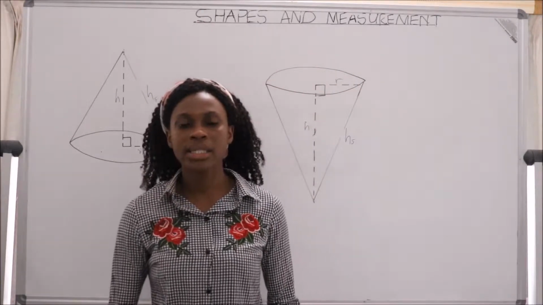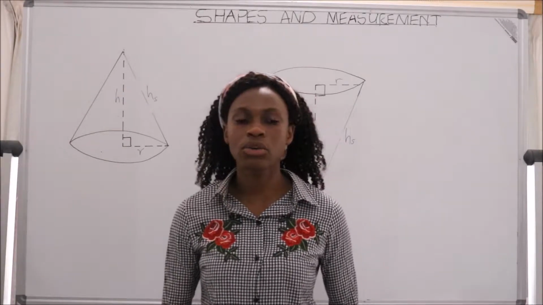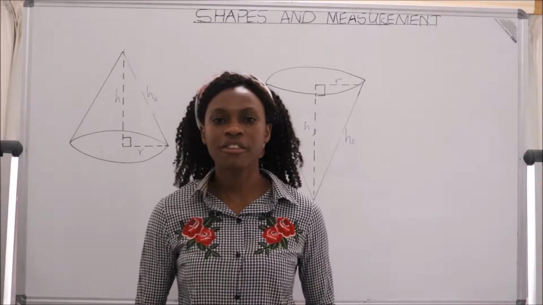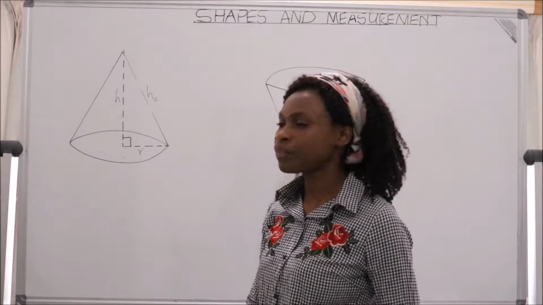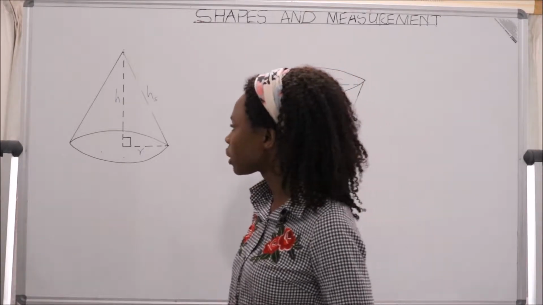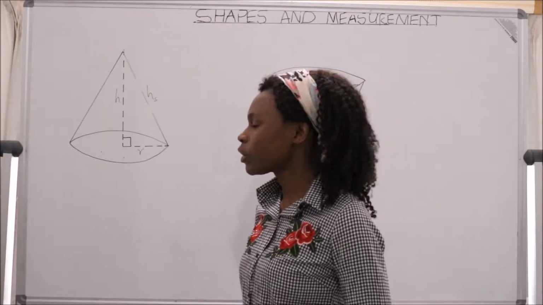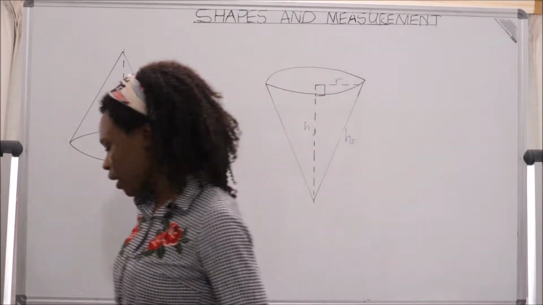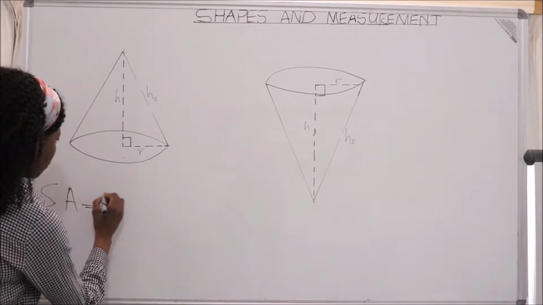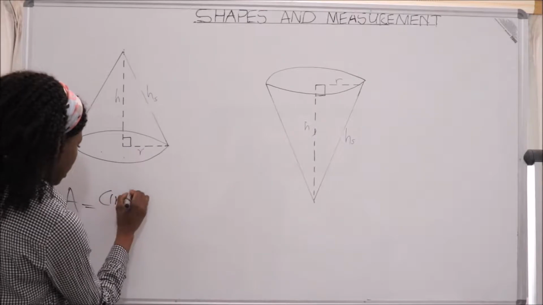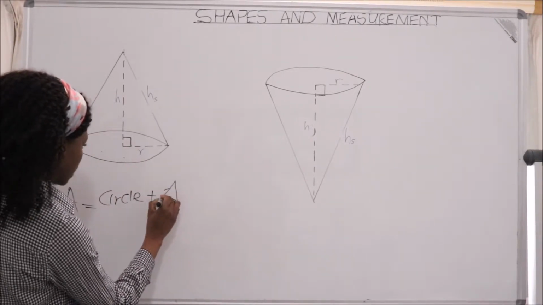When we are calculating the surface area of a cone, as I've explained, the surface area includes all the faces in the shape. In this case, we'll be summing up the area of a circle and the area of the big triangle shape that you can see there. So we add up the area of a circle, which is the bottom, plus the area of that shape here, which looks like this.